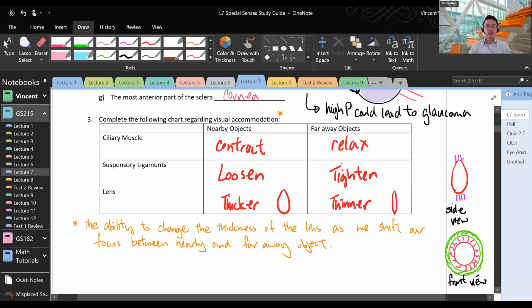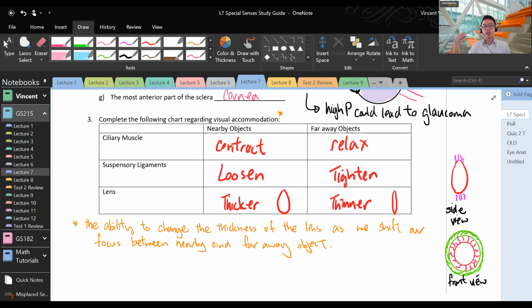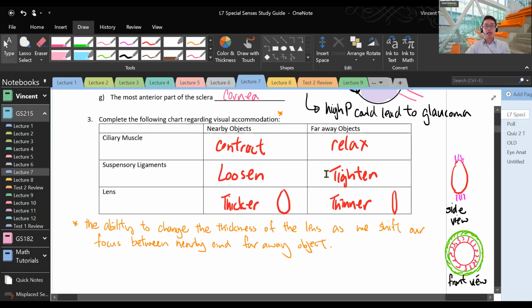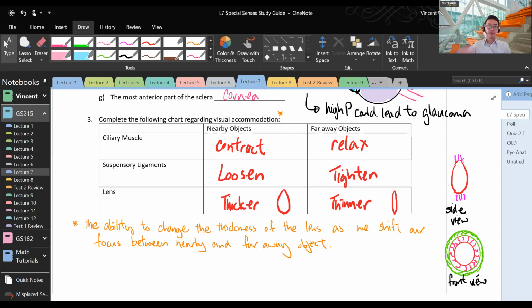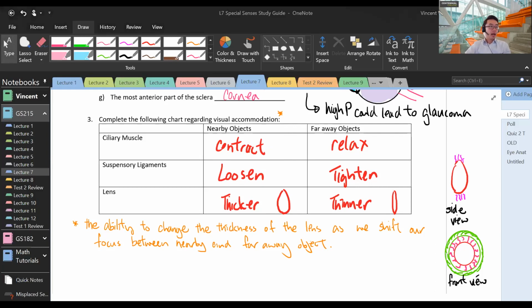Okay, so you can almost feel a multiple choice question on the test. Which of the following happens when you focus on a nearby object, right? And then the choices would be contract, tighten, thinner, contract, loosen, thicker, relax, loose, and there's like all different combinations, right? So make sure you know which one is which. Are we together? Does anybody have any question?